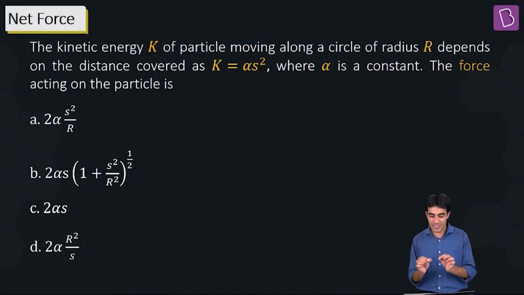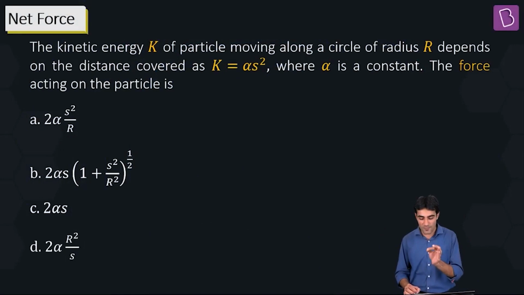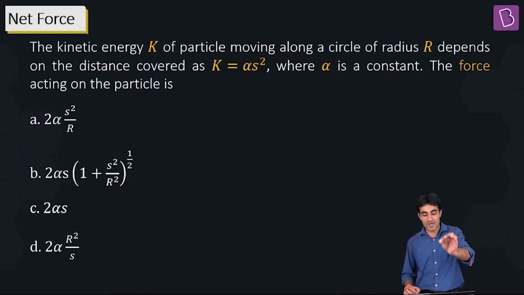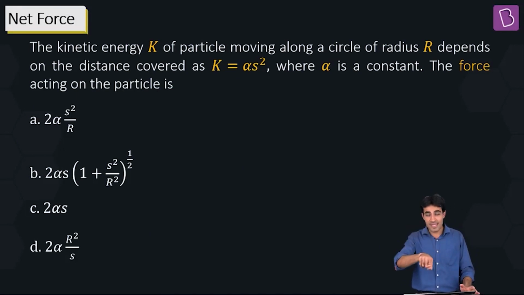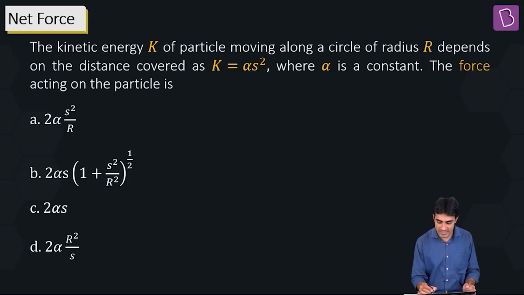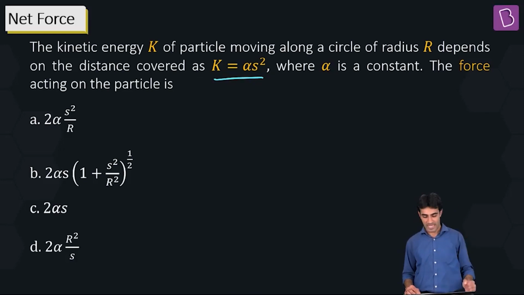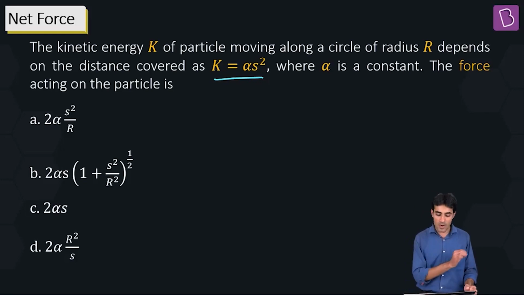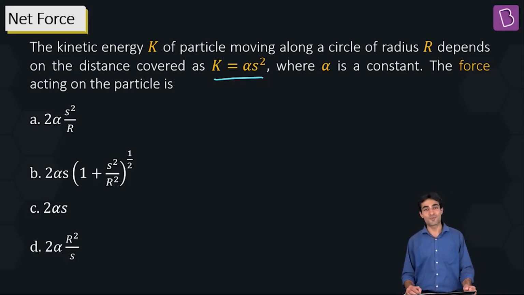The kinetic energy k of the particle moving along a circle of radius r depends on the distance covered, as k is equals to alpha s square, where alpha is constant. So a particle is moving in a circle, and the kinetic energy of that particle is dependent on the distance covered by the particle. K is equals to alpha s square. This is given in the question, where alpha is a constant. The force acting on the particle is. Now we have to tell what is the net force on the particle.